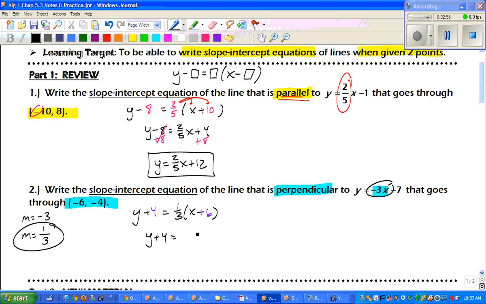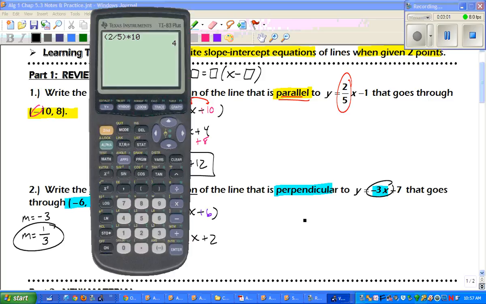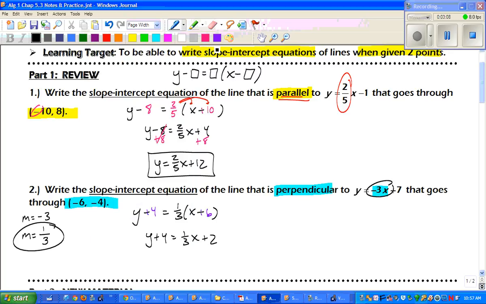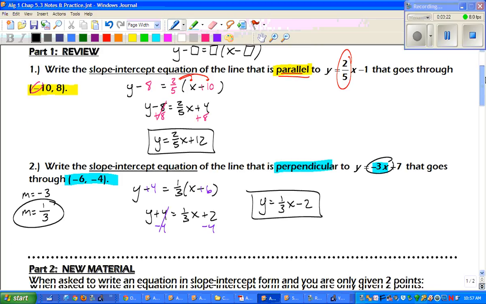We have to distribute the 1/3, and we get 1/3 x plus 2. And you would be doing the same exact thing as we did in that other one. You're doing 1/3 times 6, okay? The y is not by itself yet. We have to subtract 4 from both sides, and we get y equals 1/3 x minus 2. All right, hopefully that's a good review for you.